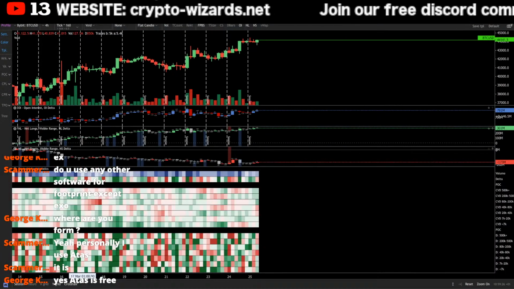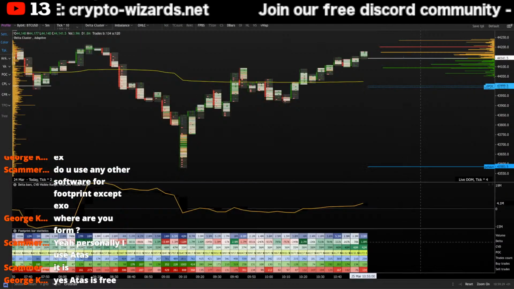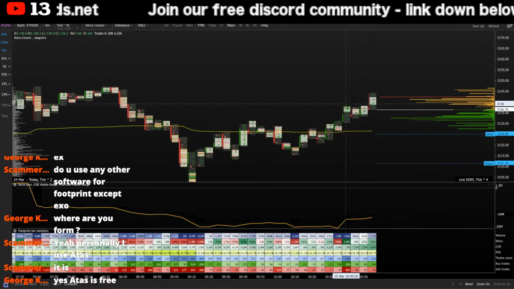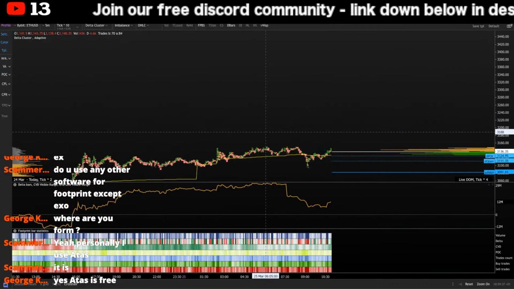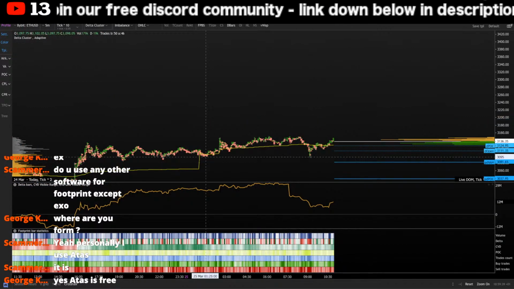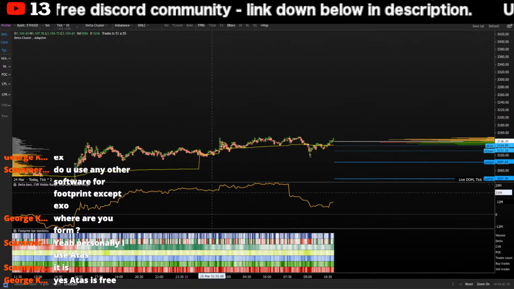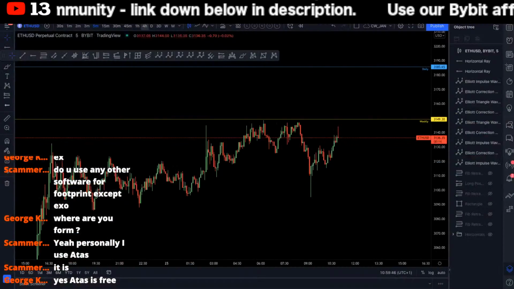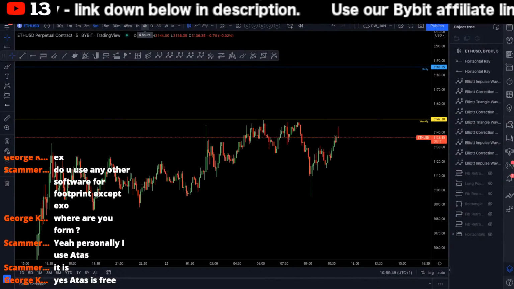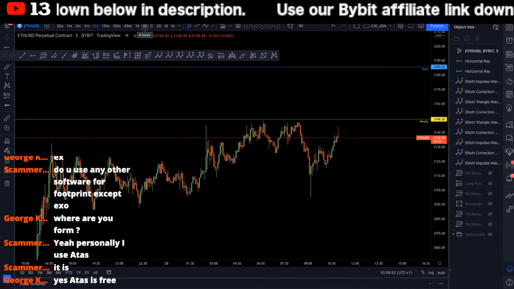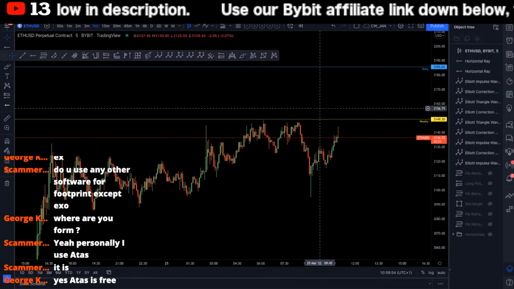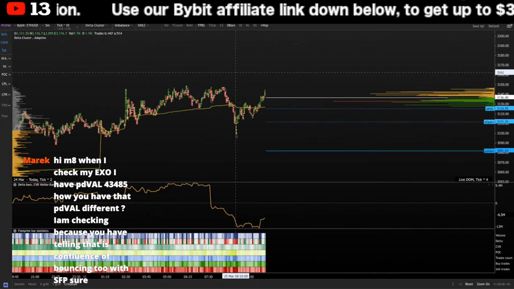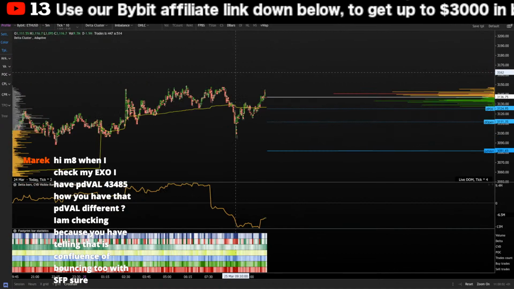Okay, so let's check if we are getting some divergences here in the CVD. Not really, only bullish ones actually. So yeah, we are getting a bullish CVD divergence on Ethereum. First thing telling me, okay, probably not a good place to short. Sorry, too long. Could be a good place to long, not short.